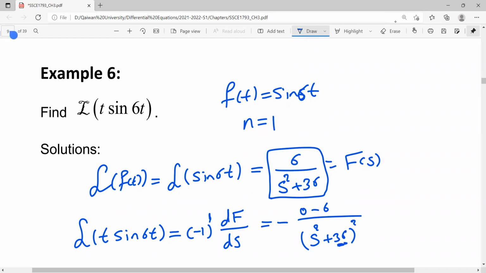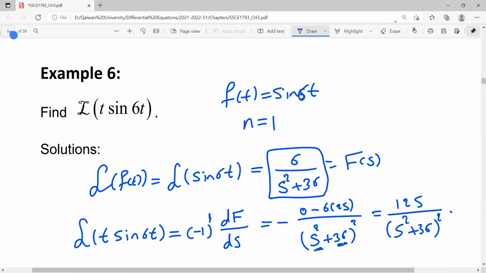This term is 0, and this term becomes 2s. This equals minus 12s dividing by s squared plus 36 to the power 2.